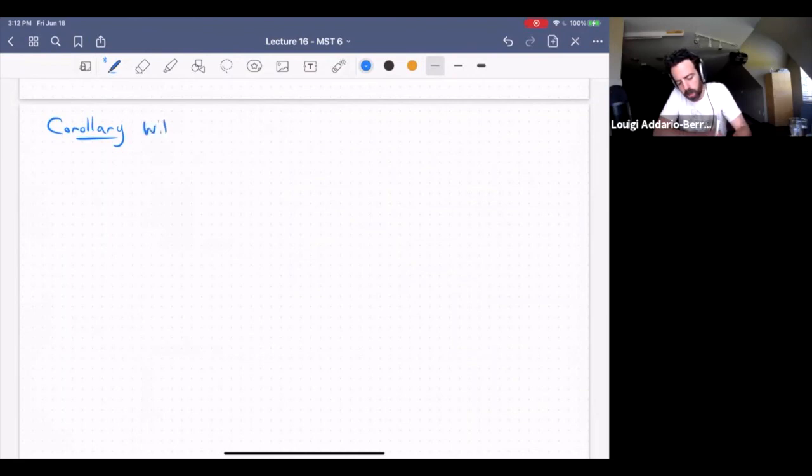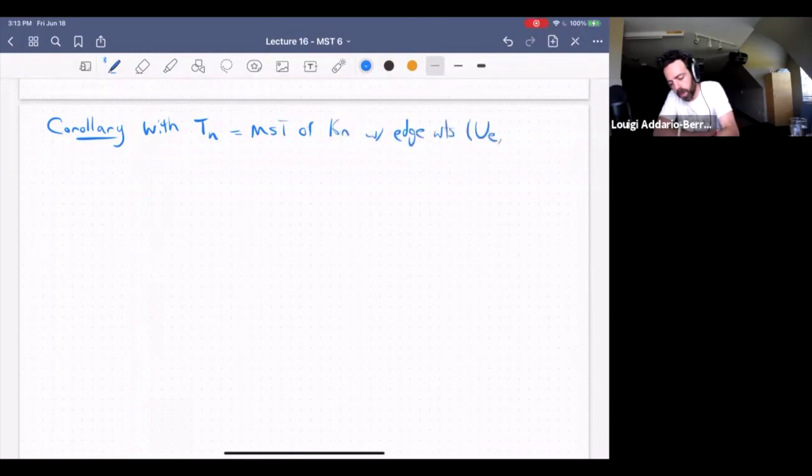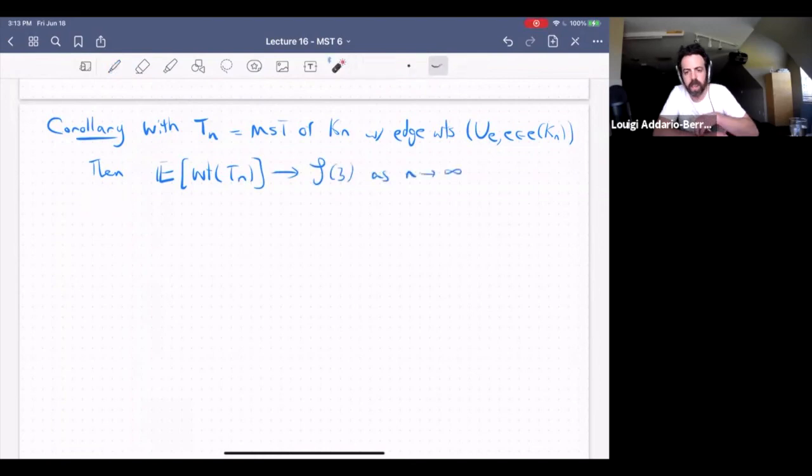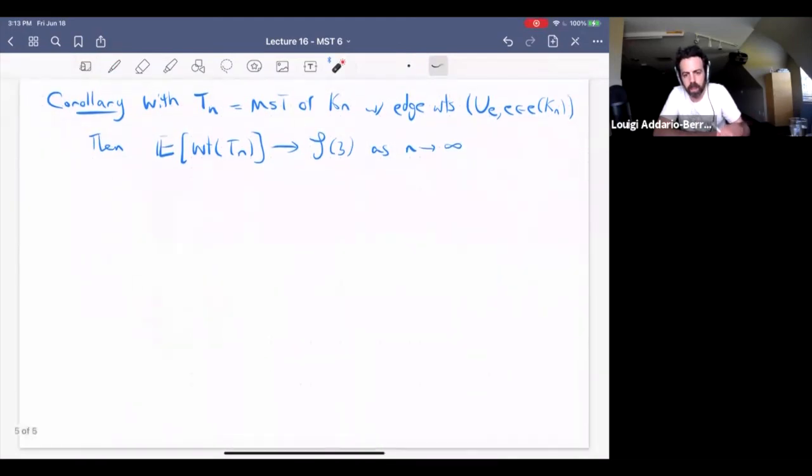Okay, so if you remember, we were writing Tn for the minimum spanning tree of Kn with these edge weights, which were uniform on [0, 1]. Then the expected total weight of Tn converges to zeta 3 as n tends to infinity. In fact, this fact can be strengthened to convergence in probability, but I won't do that in the lecture. Okay, so the proof isn't hard given what we now know.